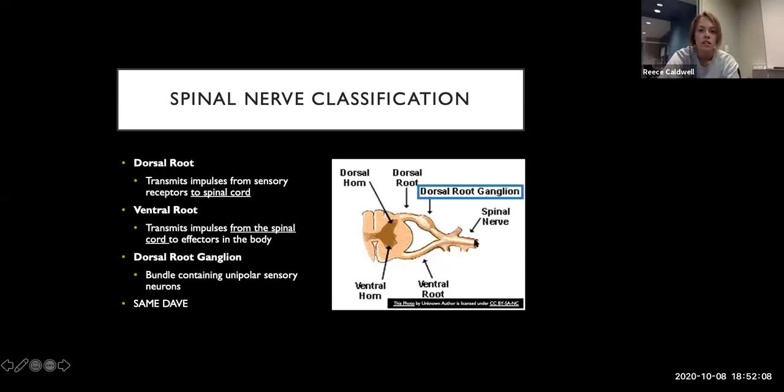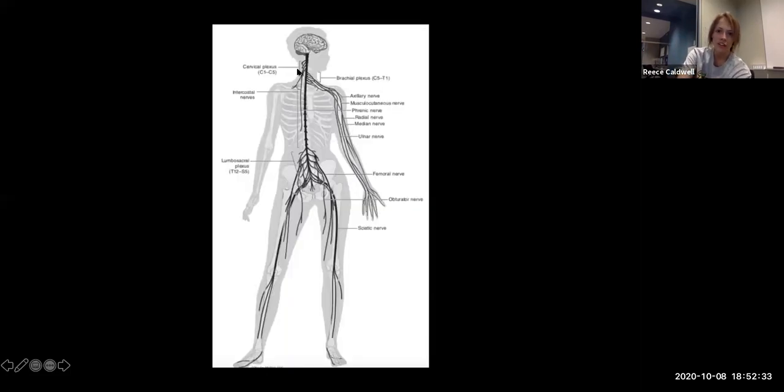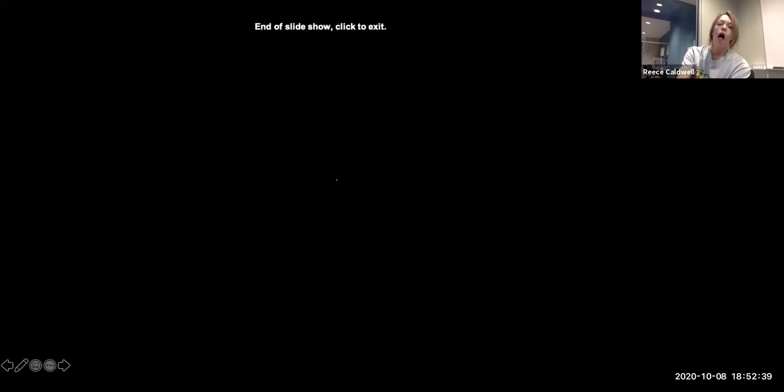Good job. So that sensory afferent impulse will come in. It'll pass through the dorsal root ganglion, that bundle right there, and I do want y'all to know that and be able to label it. It'll move into the spinal cord, be integrated, and then an efferent motor impulse will be sent out through the ventral root to the body. And there's just an overview of the spinal cord and all the nerves branching off of it, but you don't need to know that.